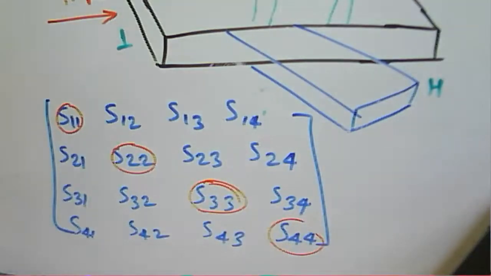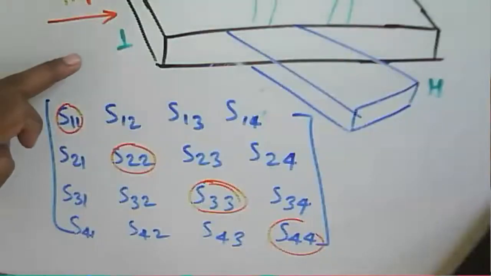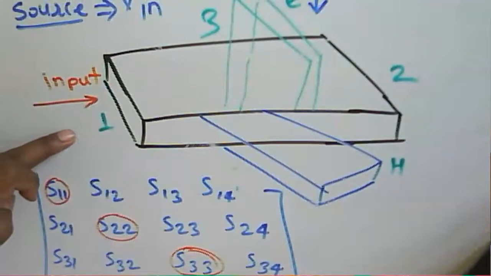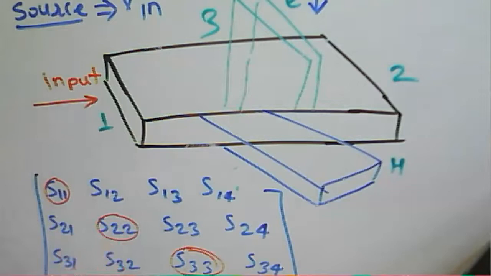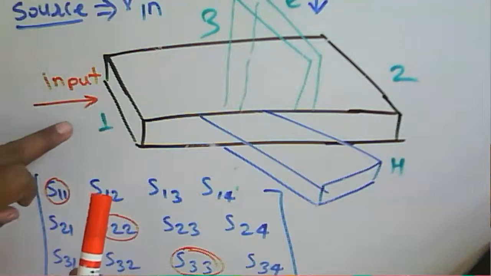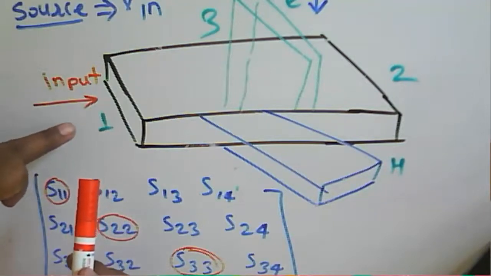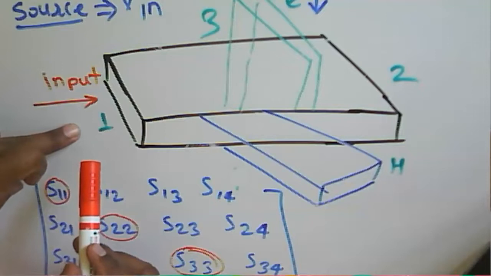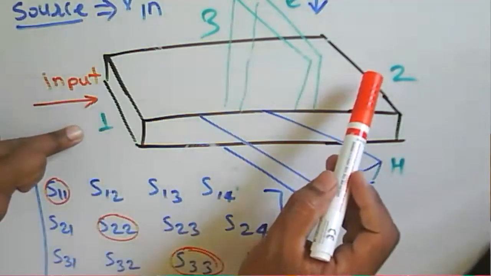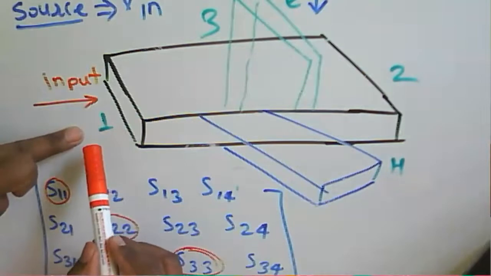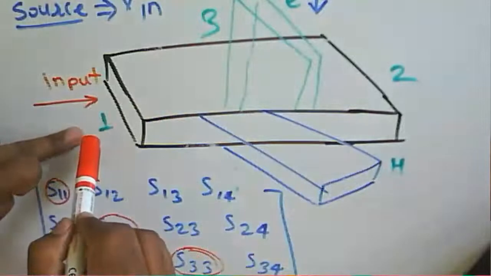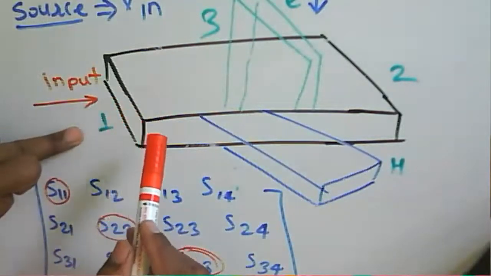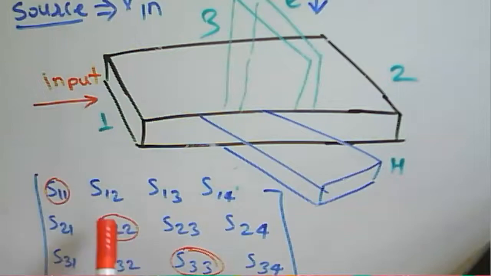And then we have seen that if we provide the input at port 1, since the device is a reciprocal one, what will happen at port 2? For a reciprocal condition, S12 is equal to S21, and S13 is equal to S31. These are the conditions, and generally we say that the diagonal elements are 0.